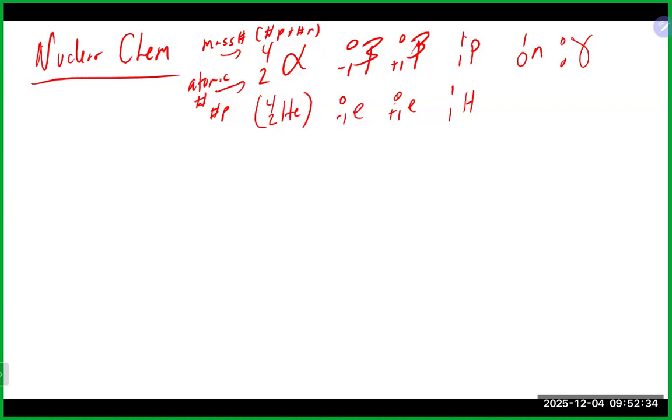So we talked about really balancing nuclear equations, and again, as we talked about, pretty straightforward. You just need to make sure all the mass numbers on the left-hand side of the arrow equal all the mass numbers on the right-hand side of the arrow, and all the atomic numbers on the left-hand side there equals all the atomic numbers on the right-hand side.